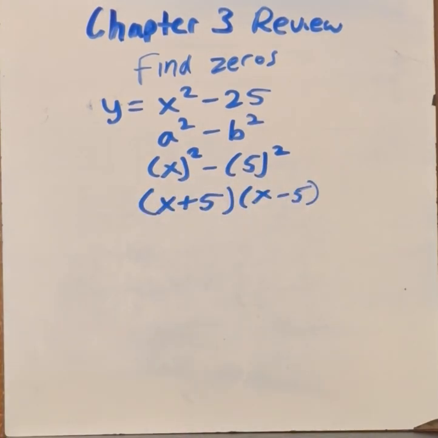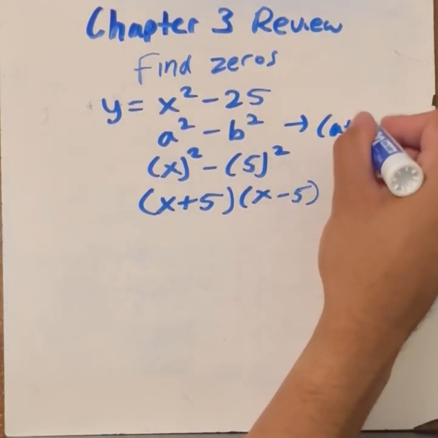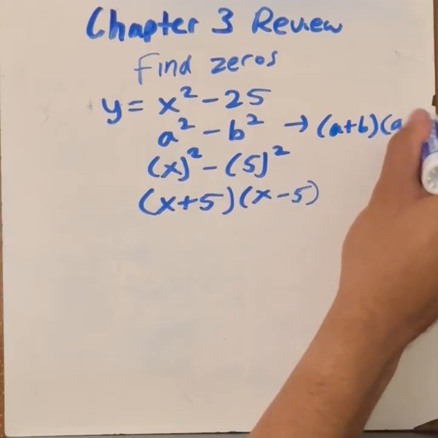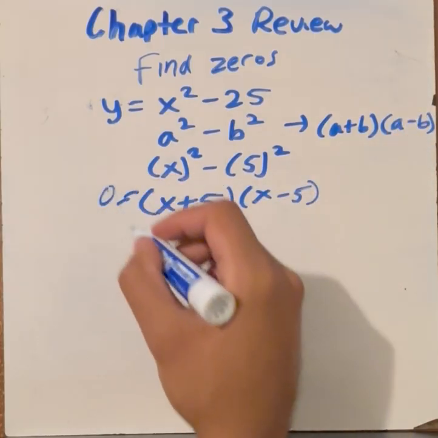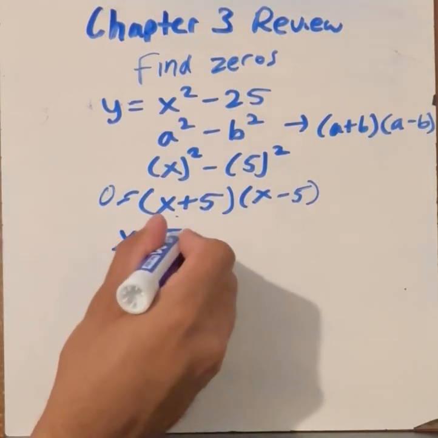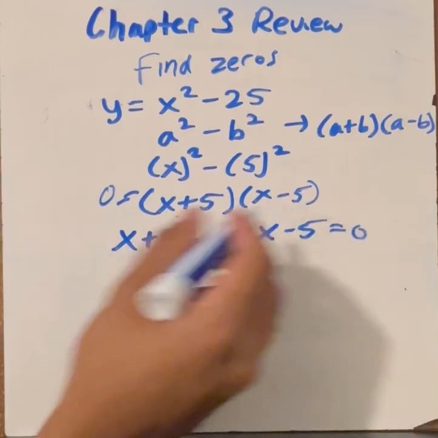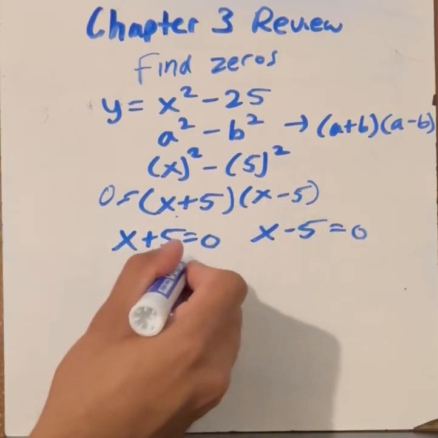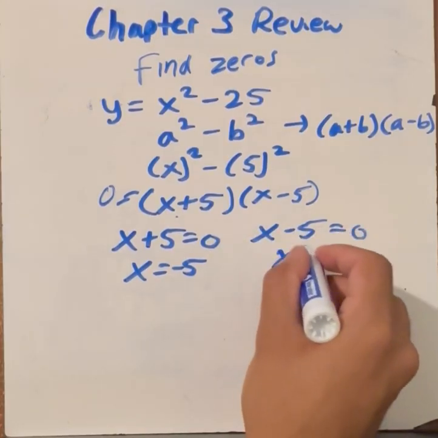Because of the rule that says when you have a squared minus b squared, you can put it into a plus b, a minus b. Okay, we're going to say that this is all equal to 0 to find the zeros. So x plus 5 equals 0 and x minus 5 equals 0. Okay, so x would equal negative 5 when we subtract 5 to the other side. When we add 5 to the other side, we get x equals 5.